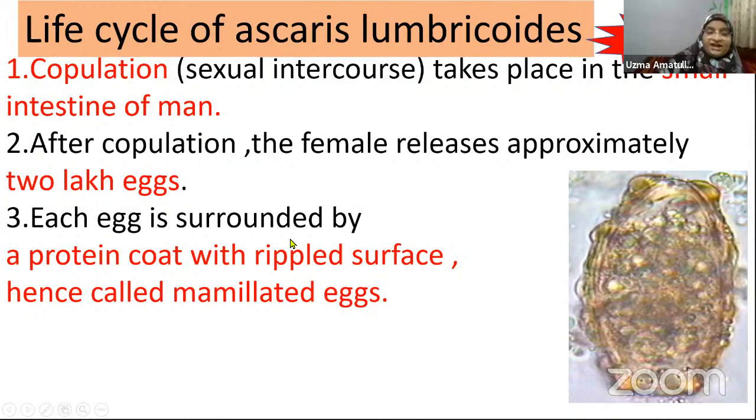Now, each egg is surrounded by a protein coat with a rippled surface. Rippled means ups and downs. I have shown you that custard apple, how the structure is outside. Here you see this rippled surface, hence it is called a mammillated egg. Because of that rippled surface, that egg is called a mammillated egg. This is the diagram of that. This is the real picture of that rippled surface.